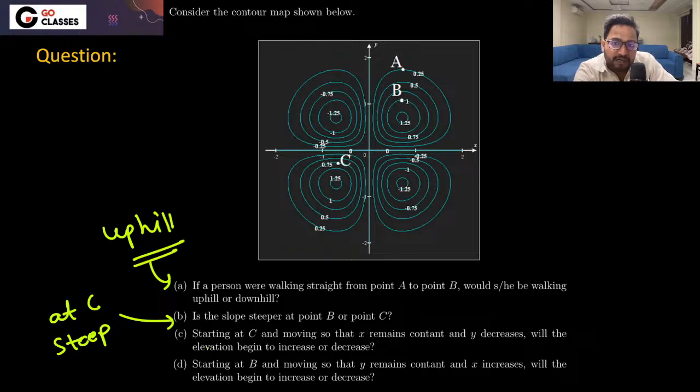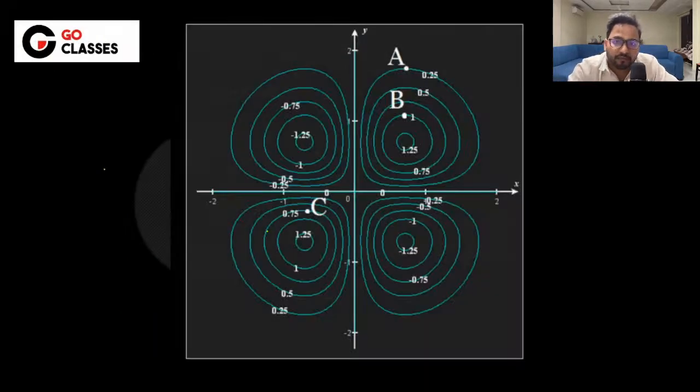Now, what is the next question? Starting at C and moving so that x remains constant and y decreases. C is this, right? X remains constant, which means you want to keep it constant, so you will go in this direction, with y decreasing. Basically, they are saying if you go like this, will the elevation begin to increase or decrease? So are you going uphill or downhill? This is a simple thing that they are asking.